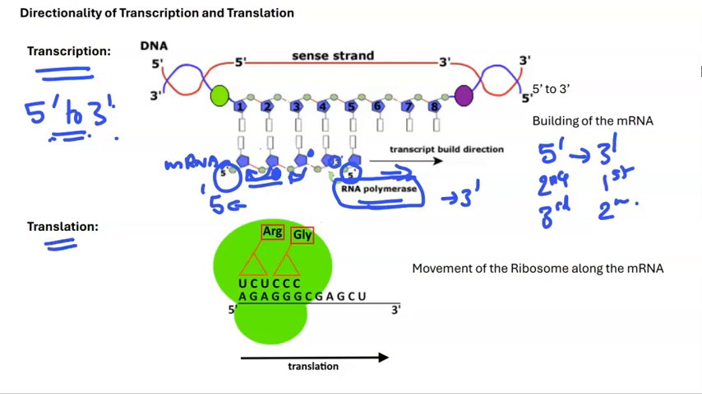Now translation refers to the movement of the ribosome along the messenger RNA chain, and the ribosome will move from the 5' messenger RNA end to the 3', reading the codons as it goes in sets of 3 bases, which are the codons. So that's also 5 to 3.